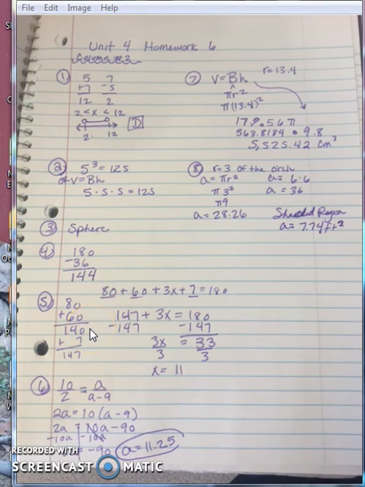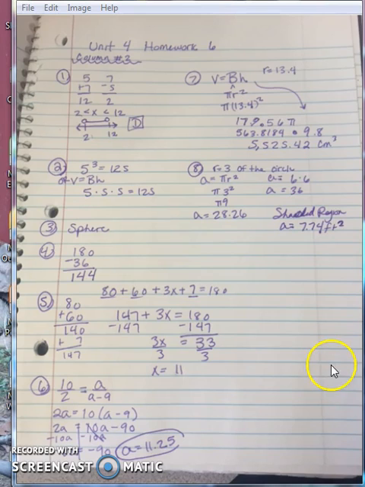Number 5, to find the value of X, we're going to simply combine like terms here. So we have 80 plus 60 plus 7 is going to give us 147. So we have 147 plus 3x, which is remaining, equals 180 degrees. We're going to subtract 147 on both sides. We're left with 33. And we're going to divide by 3 to get x by itself, which would be x equals 11.